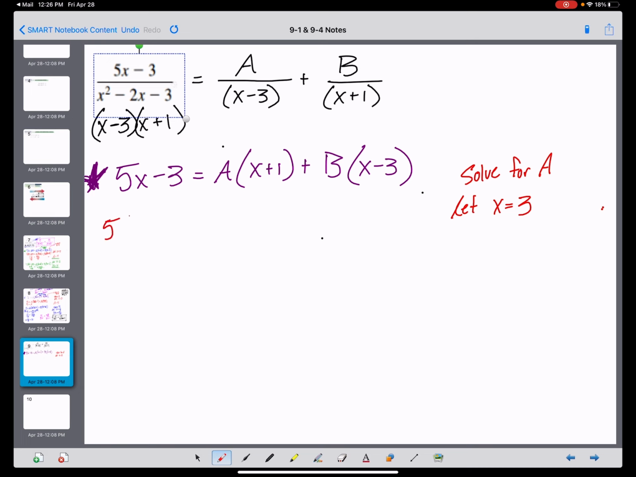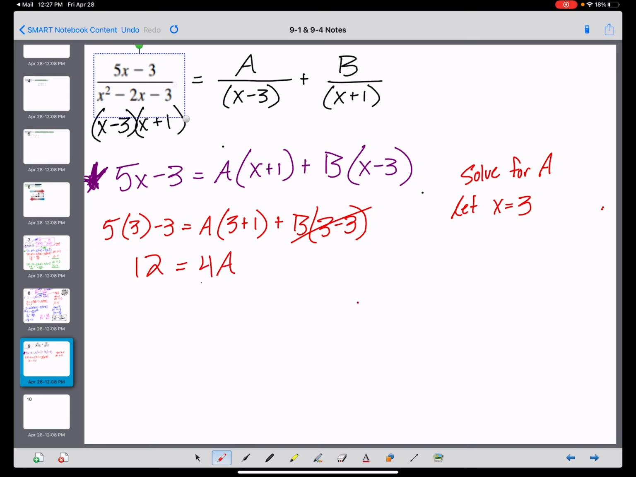So 5 times 3 minus 3 is equal to A times 3 plus 1 plus B times 3 minus 3, right? That goes to 0. I got 15 minus 3 is 12. 4A is equal to 12. I divide both sides by 4. And I got A equals 3.